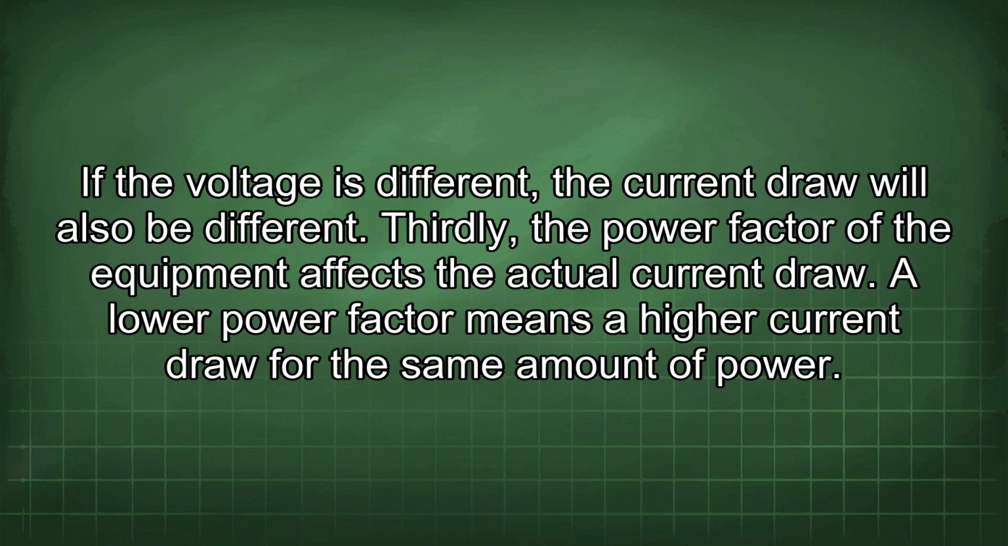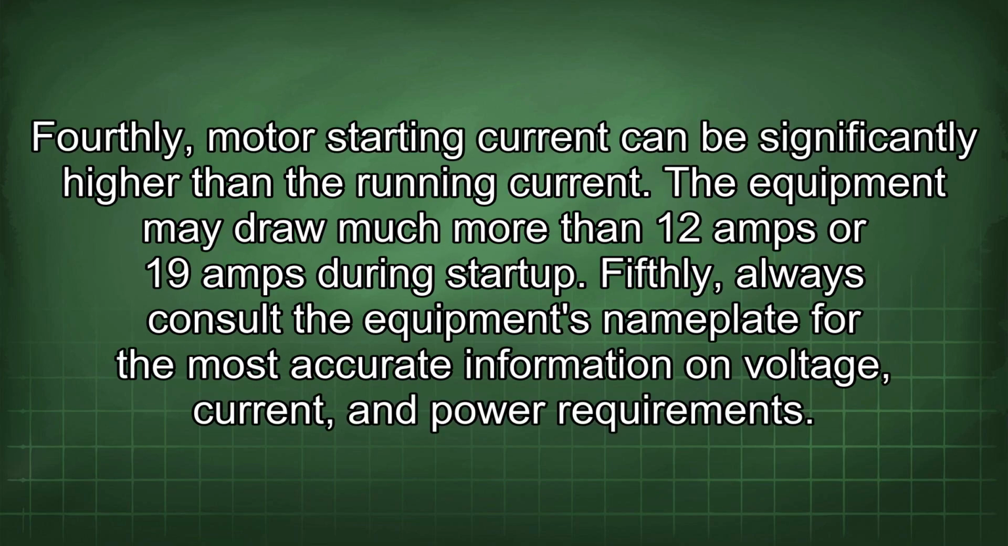Thirdly, the power factor of the equipment affects the actual current draw. A low power factor means a higher current draw for the same amount of power. Fourthly, motor starting current can be significantly higher than the running current. The equipment may draw much more than 12 amps or 19 amps during startup. Fifthly, always consult the equipment's nameplate for the most accurate information on voltage, current, and power requirements.